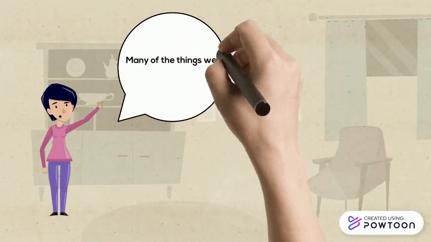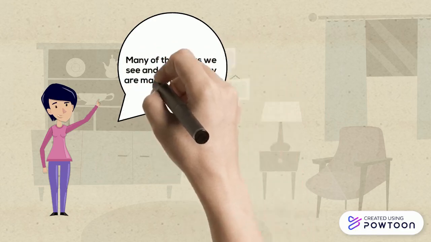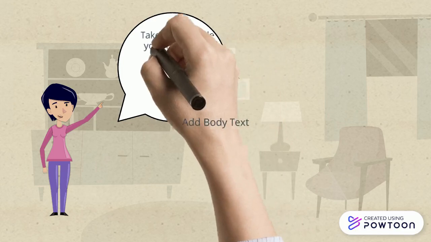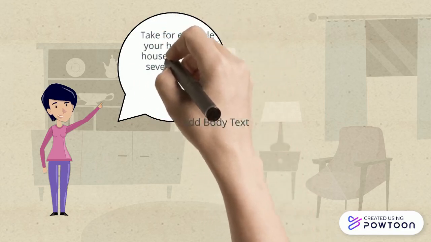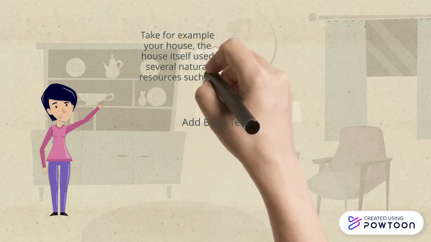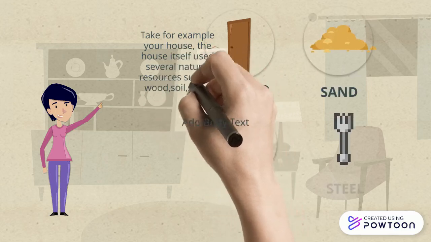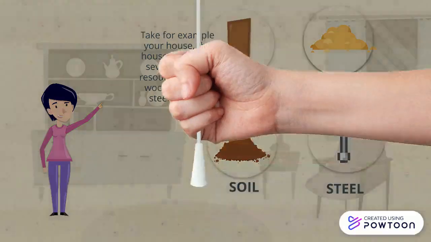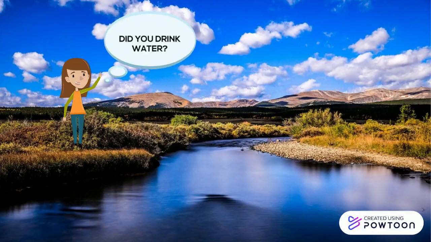Many of the things we see and use every day are made from Earth's resources. Take, for example, your house. The house itself uses several natural resources to be built, such as wood, soil, sand, steel, as well as human resources.